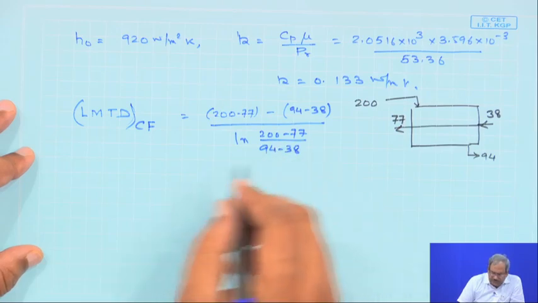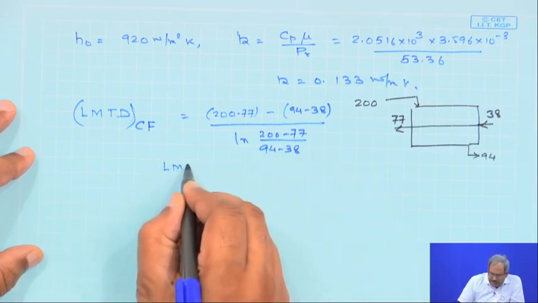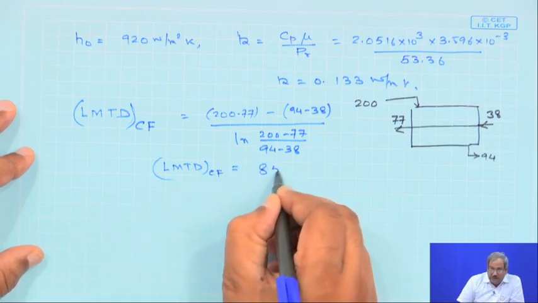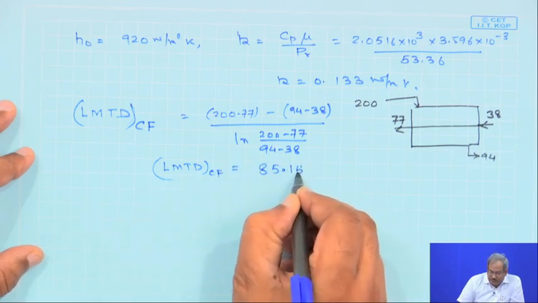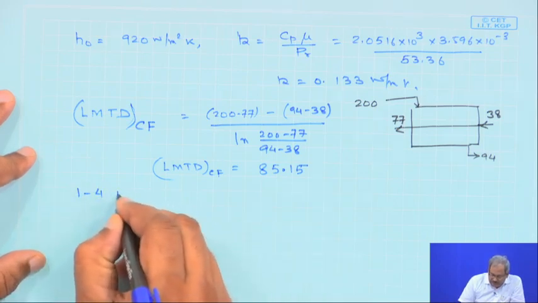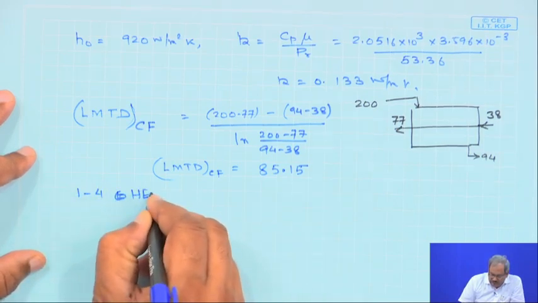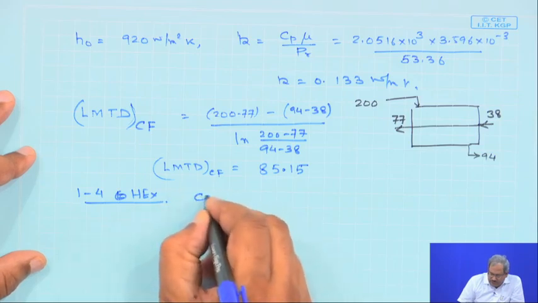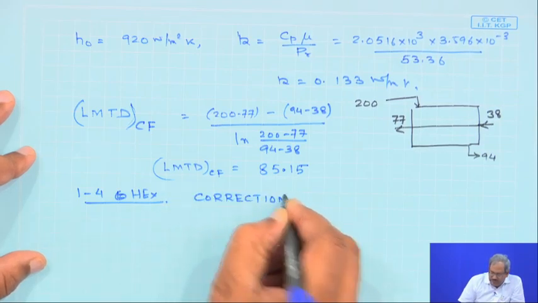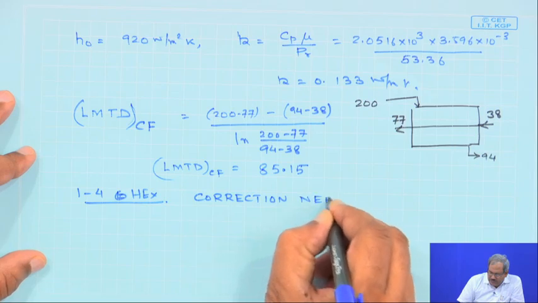so once you calculate that, this LMTD based on counter flow would turn out to be 85.15 degree centigrade, and since it is a 1-4 heat exchanger, a correction is needed for LMTD.